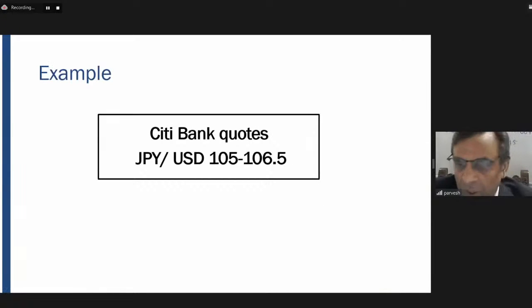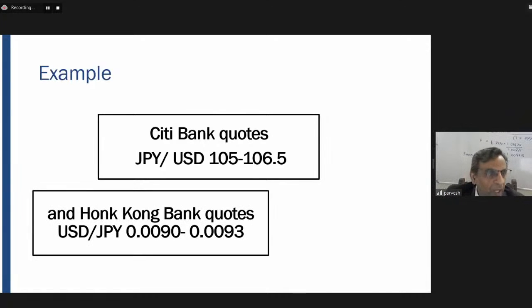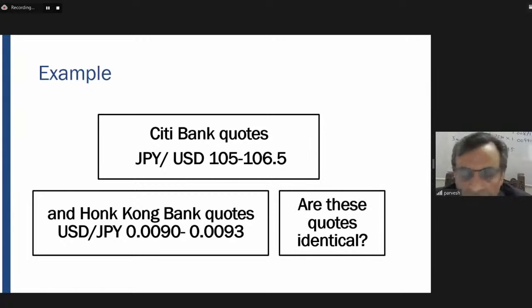So Citibank quotes Japanese yen versus US dollar as 105 and 106.5. And Hong Kong bank quotes US dollar versus Japanese yen as 0.0090 dash 0.0093. Okay. So are these quotes identical?